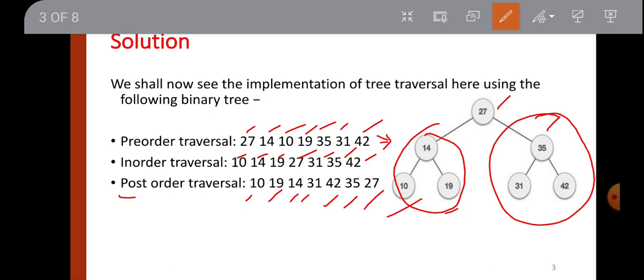So for the given problem statement, that is a man planning to visit 7 different places, we have performed the traversal under 3 different categories: in-order traversal, pre-order traversal and post-order traversal. This is the problem solution. I think it is clear about these 3 traversal techniques for solving this tree traversal problem.